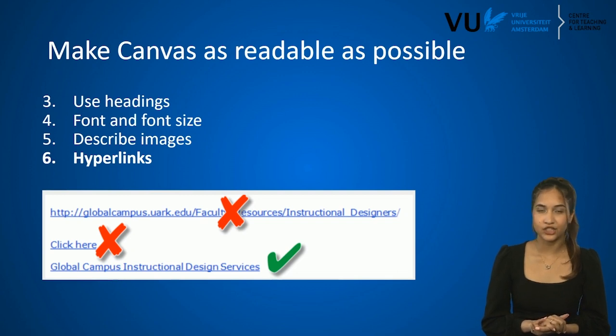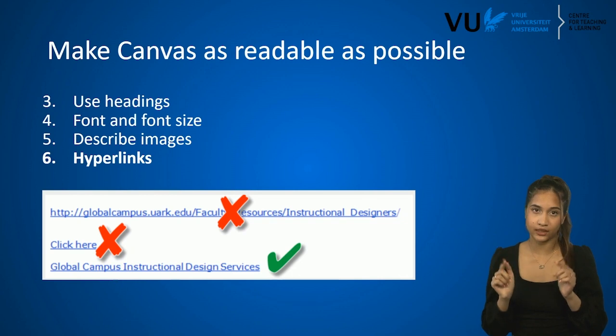Tip number 6 is to use hyperlinks. Hyperlinks connect a part of the text, a hypertext, to another location, such as a website or a file. It is important to embed the link within a concise string of text instead of using just the URL in the text. Also avoid adding links to descriptions such as "click here."